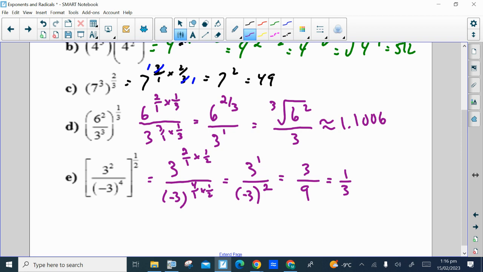So you can always use your calculators to check these. As long as the bases are numbers, you can use your calculator to check. If the bases are variables, you cannot.